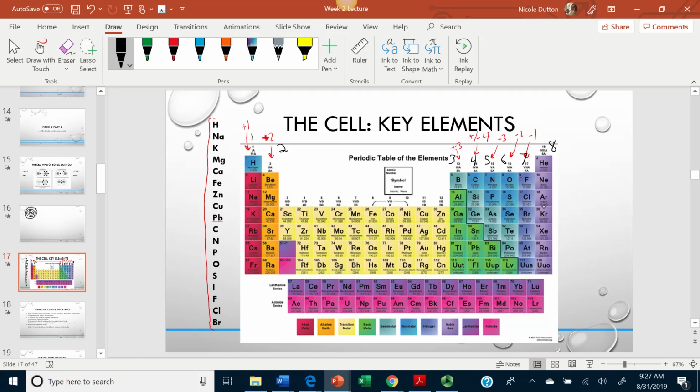Because this row has 8, all of their atoms are happy, so they're not readily going to form bonds with any other atoms. These are known as the noble gases, and they are highly unreactive. They're not going to form many bonds.